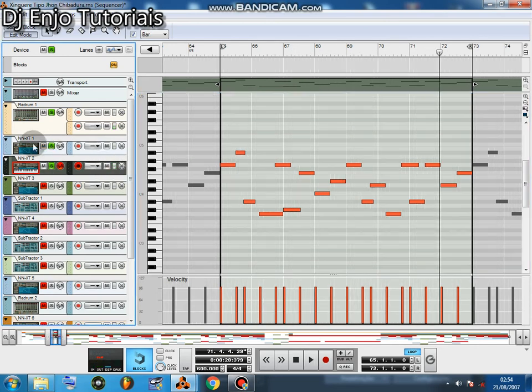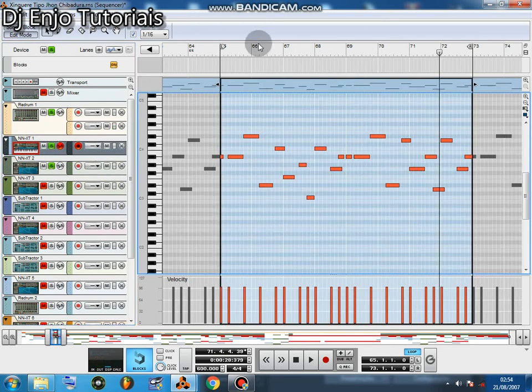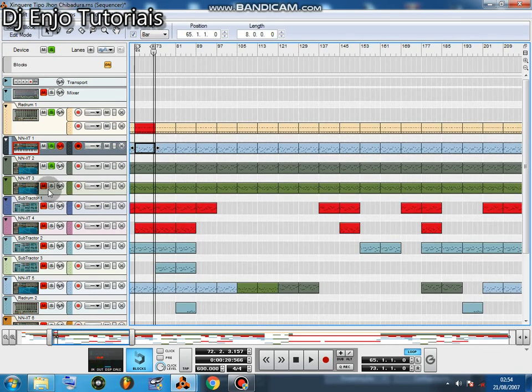Let us play both of them to hear how they are coordinating. Okay, after that I had to draw another melody here.